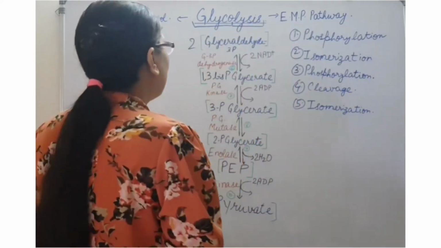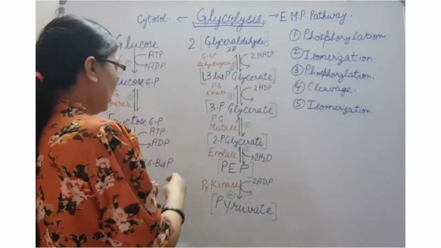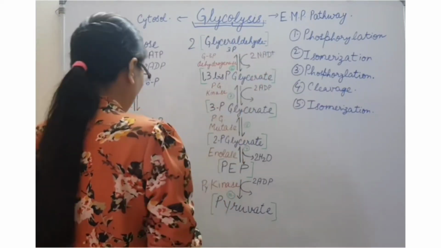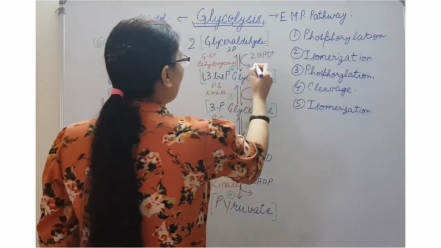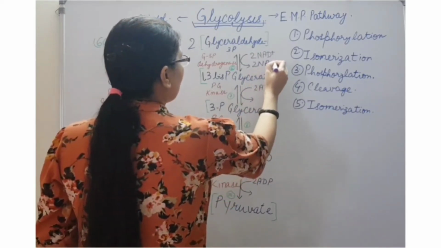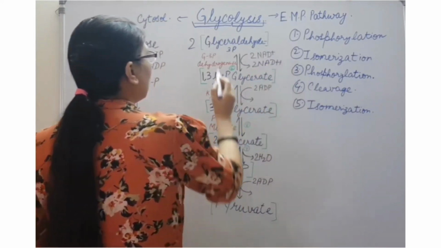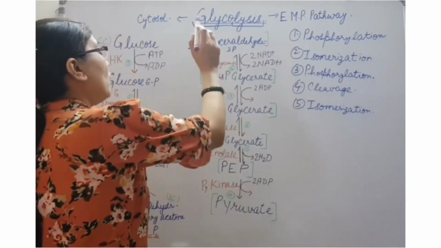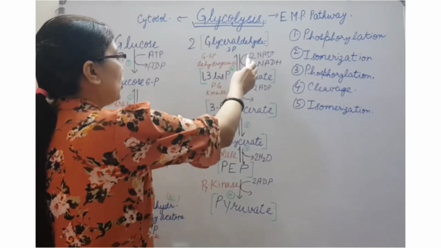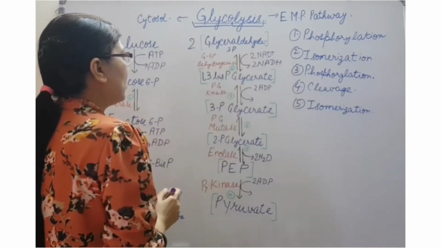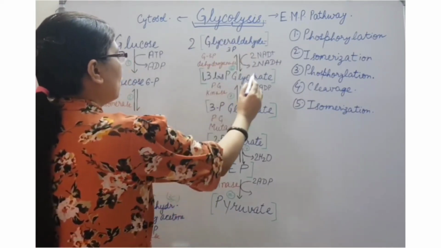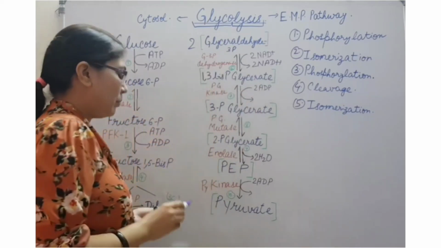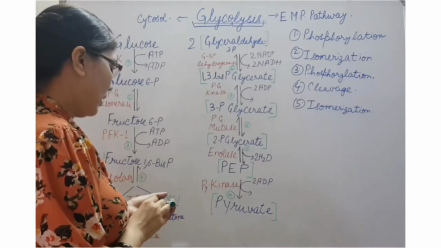These two molecules of glyceraldehyde 3-phosphate first transfer their hydrogen atoms to NAD+, which is converted into 2 NADH. So NAD+ is reduced and glyceraldehyde 3-phosphate is oxidized. This is followed by phosphorylation, in which inorganic phosphate is added to glyceraldehyde 3-phosphate and it is converted into 1,3-bisphosphoglycerate. The enzyme which catalyzes this step is glyceraldehyde 3-phosphate dehydrogenase.